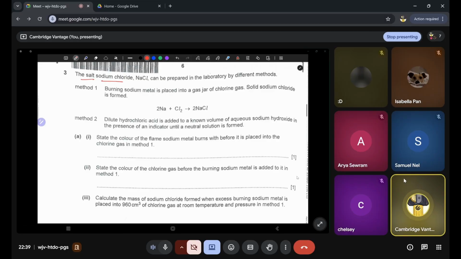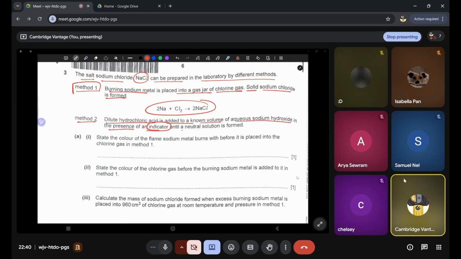The salt sodium chloride, NaCl, can be prepared in the laboratory by different methods. Method 1: burning sodium metal is placed into a gas jar of chlorine gas. Solid sodium chloride is formed, and they gave you the reaction. Method 2: dilute hydrochloric acid is added to a known volume of aqueous sodium hydroxide in the presence of an indicator until a neutral solution is formed. So this one is just titration.